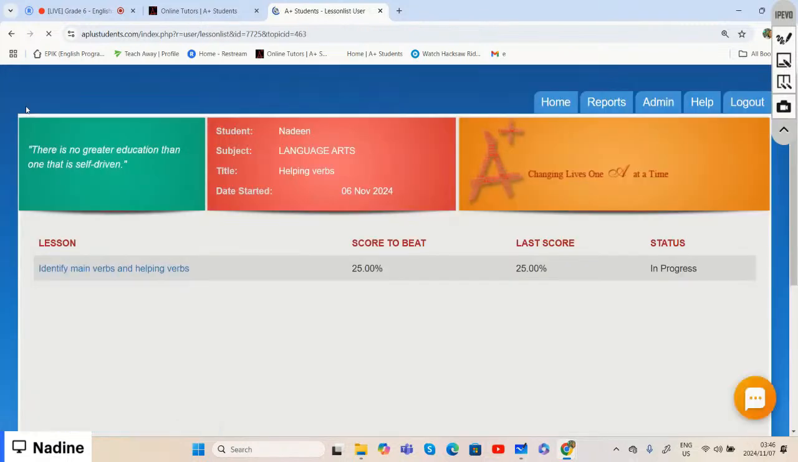All right, so this is now the end of our lesson on helping verbs. We said that our main verb shows the action within a sentence, and our helping verb is a word that comes before our main verb and it helps the main verb to show the action, right? Our helping verb always comes before our main verb. It doesn't have to be directly next to each other, but it must be before our main verb.